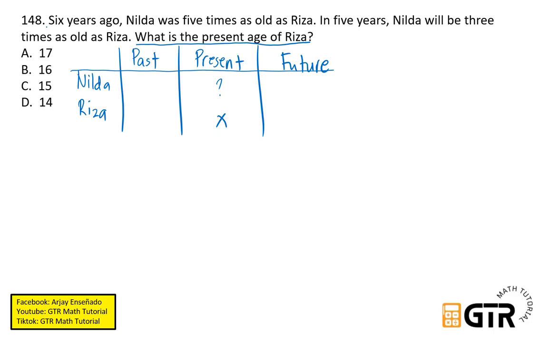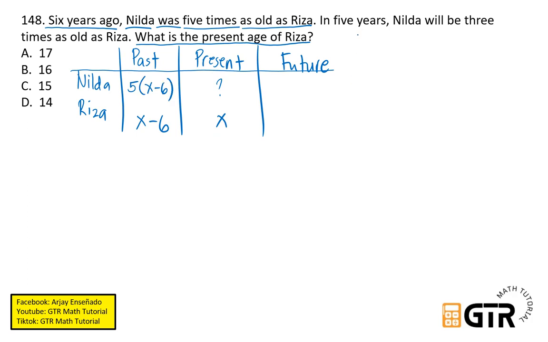So sabi, 6 years ago. So kung ang present ni Riza, siya ay X, so therefore ang 6 years ago, si Riza ay X minus 6. Okay? So sabi, 6 years ago sa past, Nilda was 5 times as old as Riza. So ang age ni Riza ay X minus 6. Multiply lang natin itong age ni Riza sa 5. So ang age ni Nilda ay 5 times X minus 6.